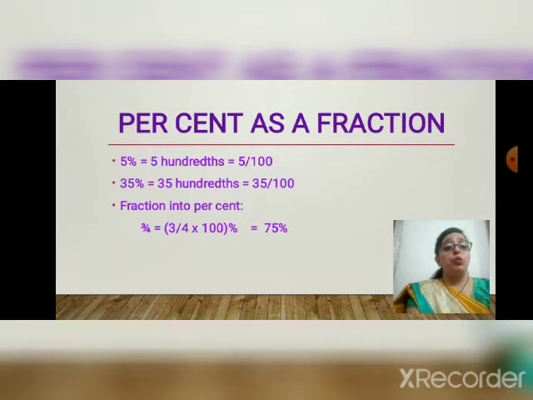Percentage as a fraction. Whatever is written as a percentage, we have to write as a fraction. How? 5%. So how can we write it? 5 upon 100. In the same way, we can convert a fraction into a percentage. Here there is an example, 3 upon 4. When we have to find its percentage, what can we do? 3 upon 4 into 100%. So when we calculate 100 divided by 4, what comes? 25. So 25 threes are 75%.